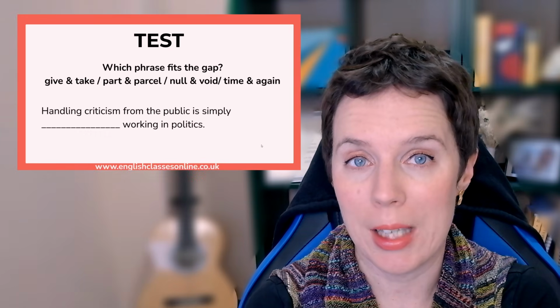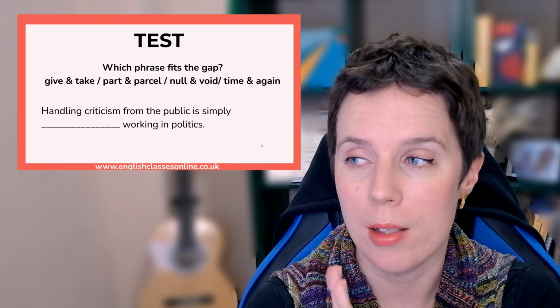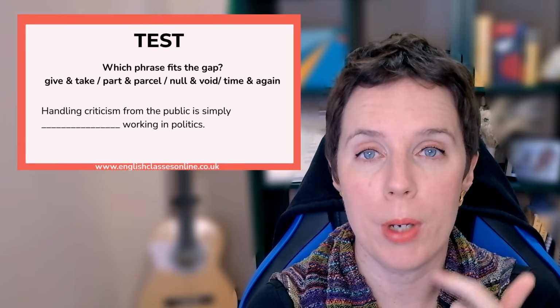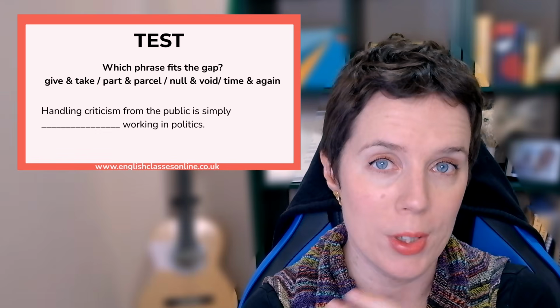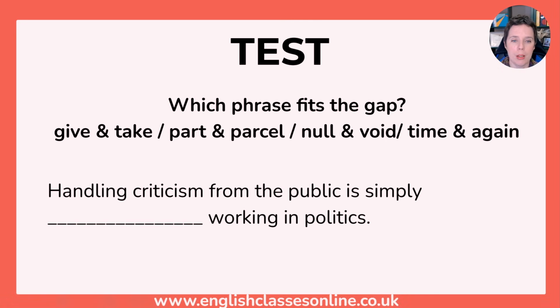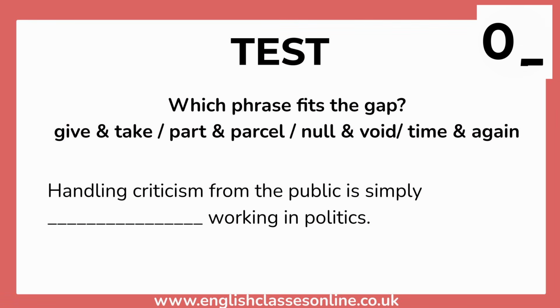Right, your last test then. So we've looked at all 10. This is your last test for the 4 that we just looked at. So give and take, part and parcel, null and void, and time and again. One of those fits this gap here. Have a look. Handling criticism from the public is simply, working in politics. You've got 5 seconds to fill that gap with one of these phrases. Off you go.